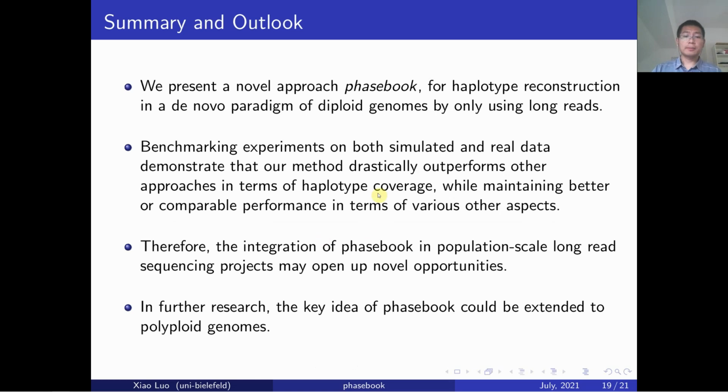So in summary, we present a novel approach, phasebook, for haplotype reconstruction in a de novo paradigm of diploid genomes by only using long reads. Benchmarking experiments on both simulated and real data demonstrate that our method drastically outperforms other approaches in terms of haplotype coverage, while maintaining better or comparable performance in terms of various other aspects. Therefore, the integration of phasebook in population-scale long-read sequencing projects may open up novel opportunities. In further research, the key idea of phasebook could be extended to polyploid genomes.